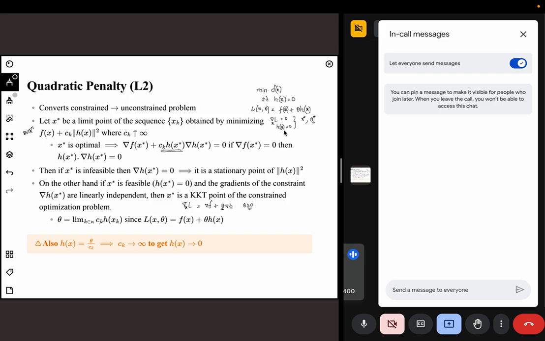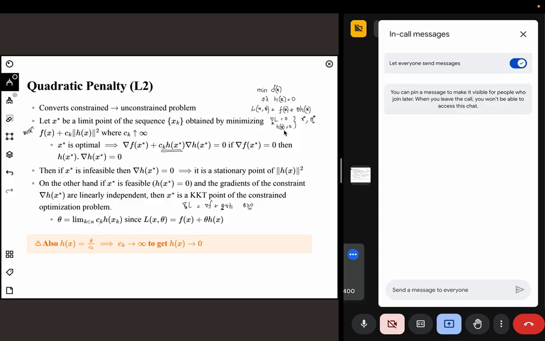So c_k times h_k should be equal to theta as this tends to infinity. So once we keep that constant, what happens is we get that h of x is theta by c_k, and we need h of x to be 0 because that's what the original problem is. Whatever x you find, for it to be feasible, h of x has to be 0. So if this has to be 0, then either you have to have theta equal to 0, which means that particular constraint is not active anymore, but that may not always happen. That is only a kind of special case.